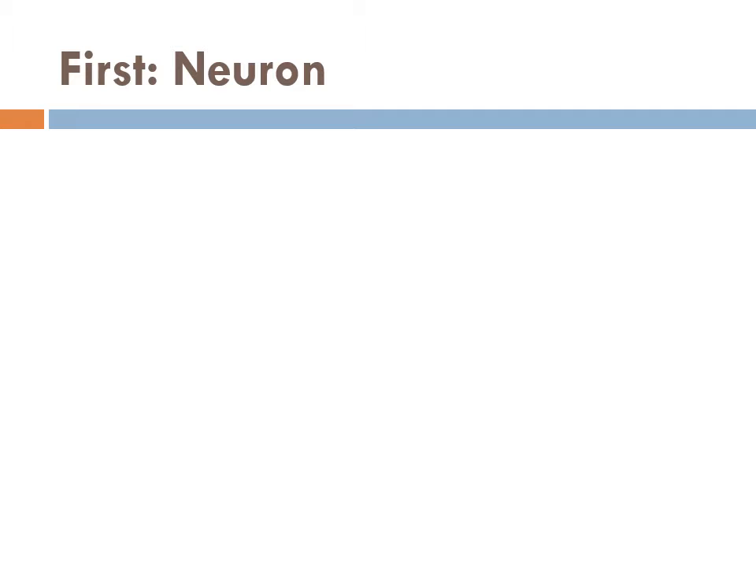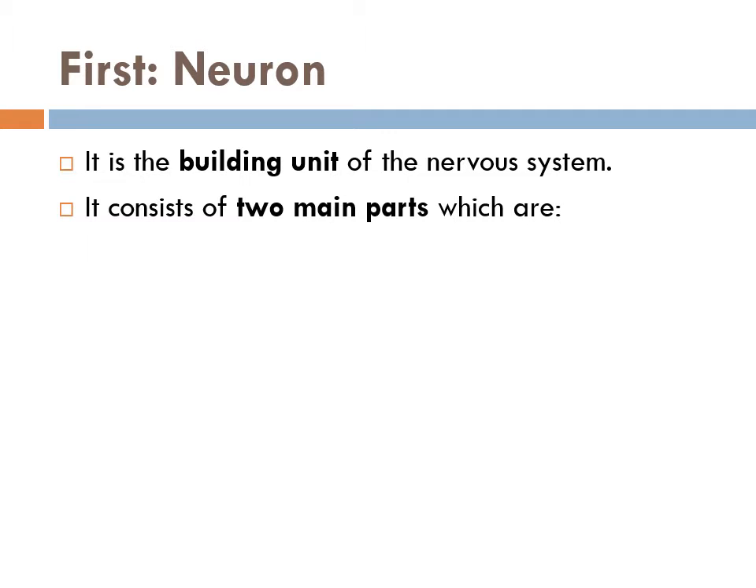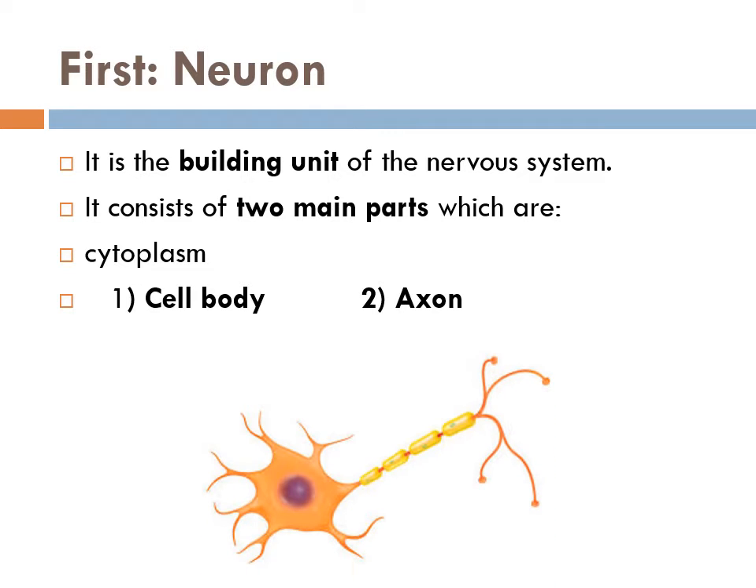First, neuron. What is meant by neuron? This is the building unit of the nervous system. And it consists of two main parts, which are cell body and axon. Let's know more about the neuron.